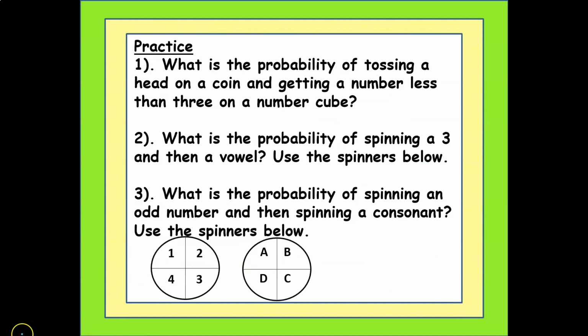Now I want you to practice finding these probabilities. Remember, we have to find the probability of each and then multiply each probability together. So let's look at number 1. What is the probability of tossing a head on a coin and getting a number less than 3 on a number cube?